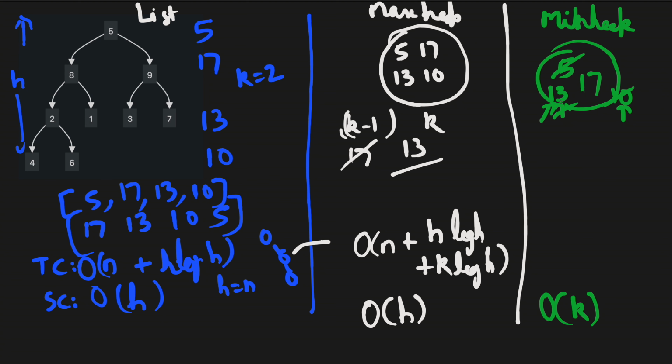Now what is the kth largest element? The answer is the top element of the heap, as all the larger elements are below it in a min heap. The top element here is 13, so we will return 13 as our answer.